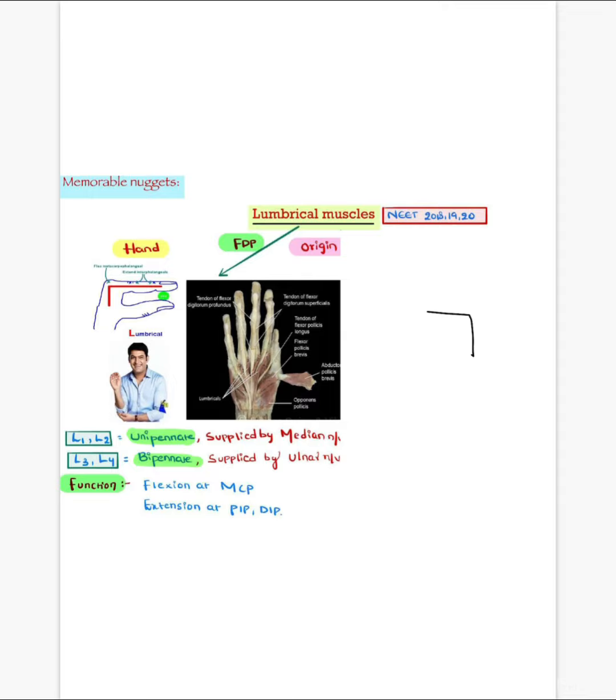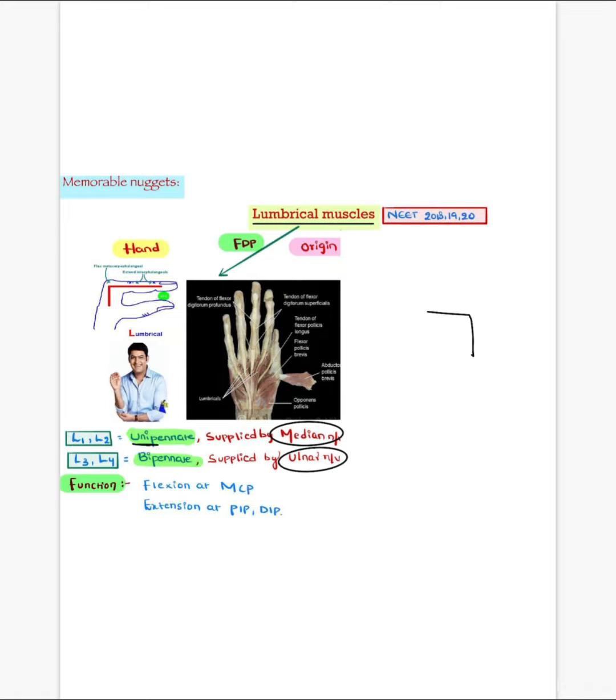At the metacarpophalangeal joint, there is flexion, and there is extension at the interphalangeal joint. So that is basically the action of the lumbricals. We have 4 lumbricals: L1, L2, L3, L4. L1 and L2 are the lateral 2, supplied by the median nerve, and the medial 2 is supplied by the ulnar nerve.